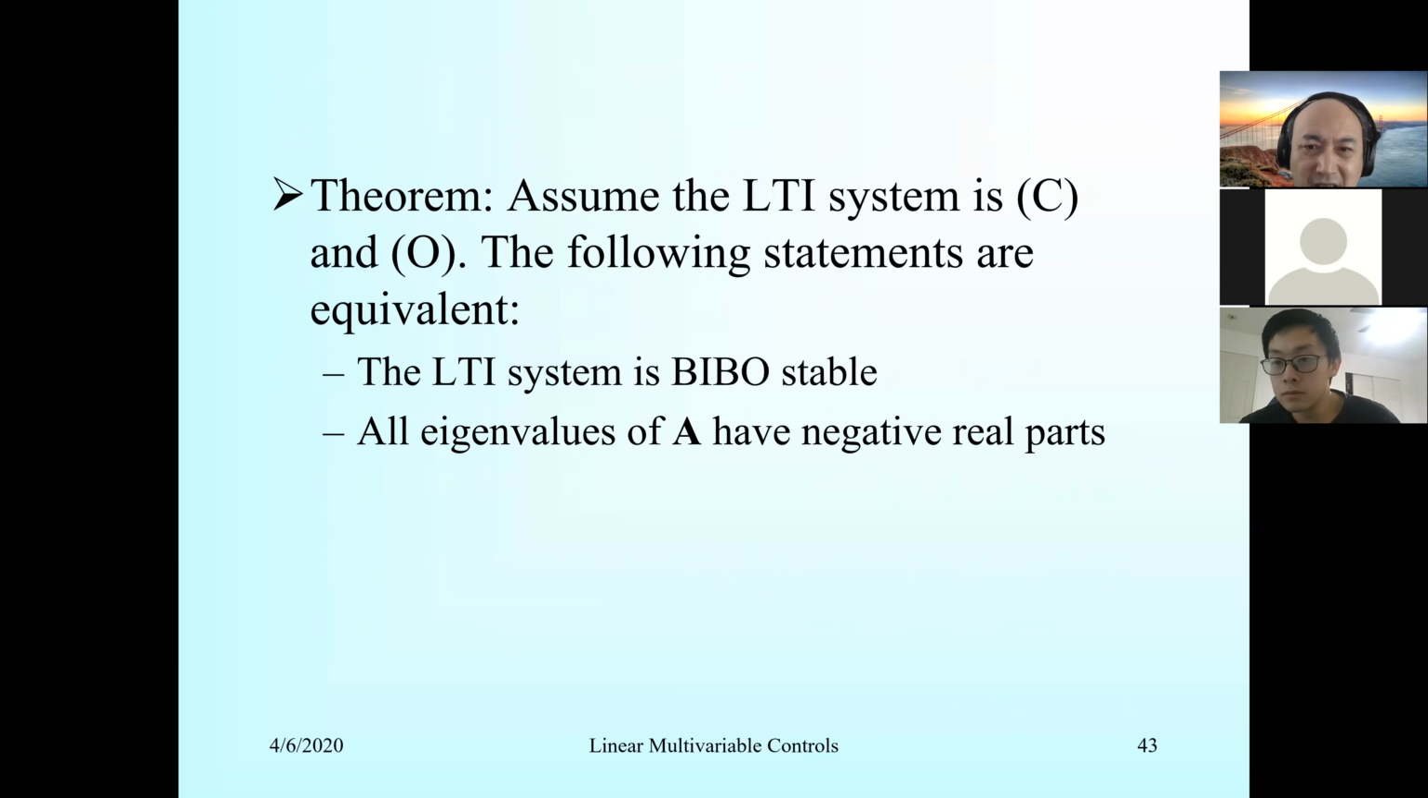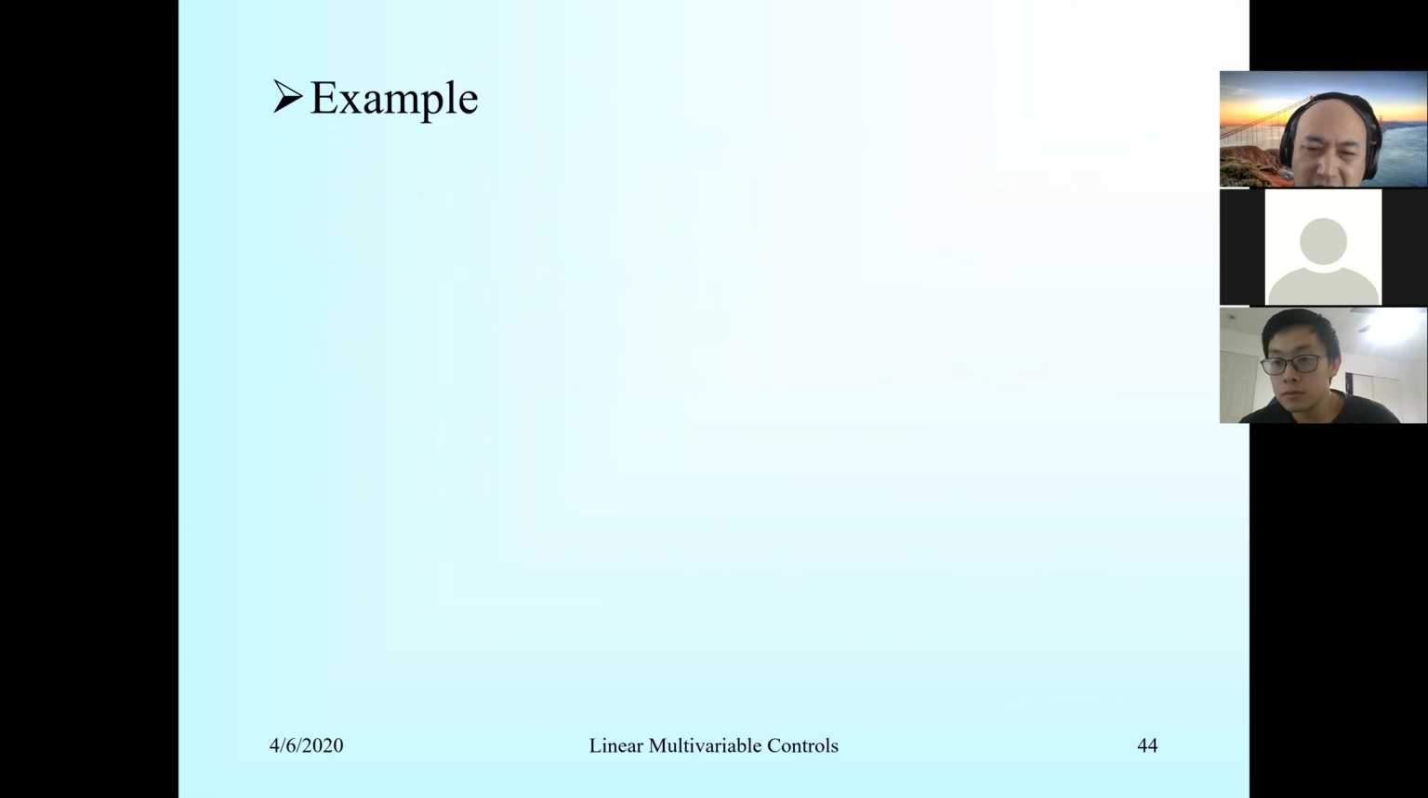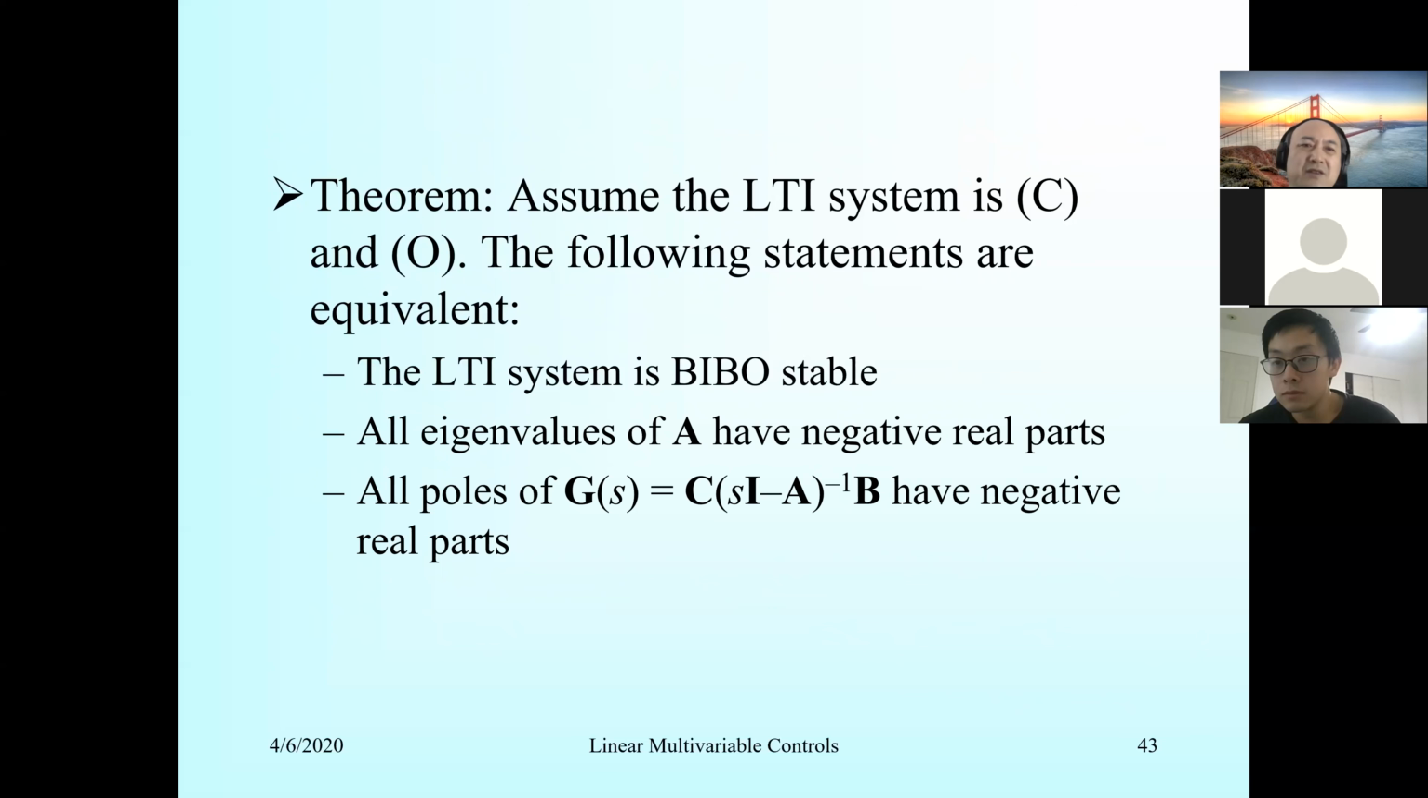All eigenvalues of A have a negative real part, and all poles have negative real parts. So these are all equivalent. They are all if and only if, okay? This one to this one, this one to this one, this one to this one. So all the if and only if statements are true. That's called equivalent. And from here to here is also if and only if, okay?